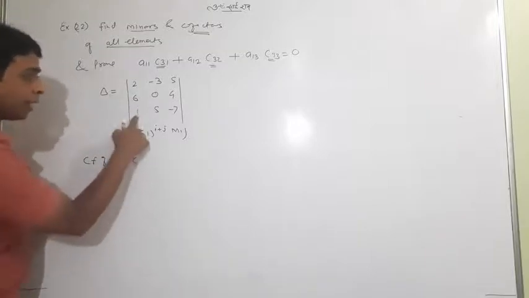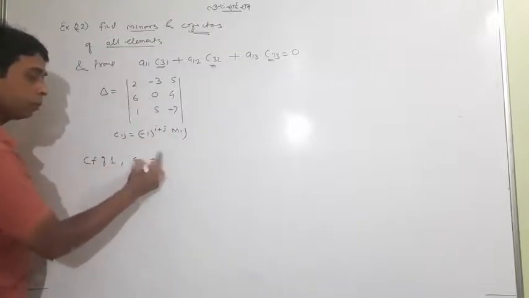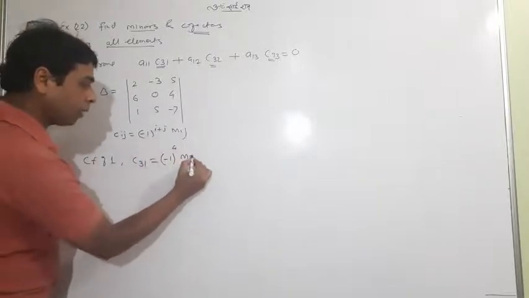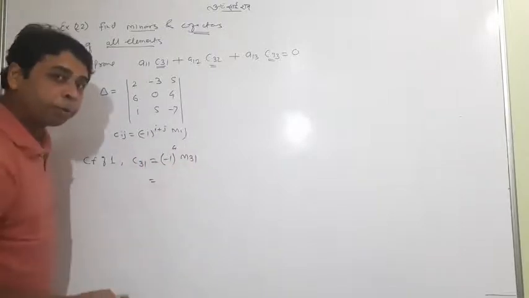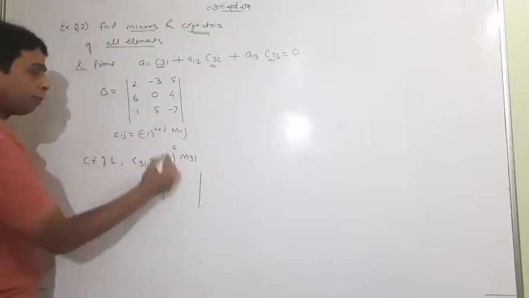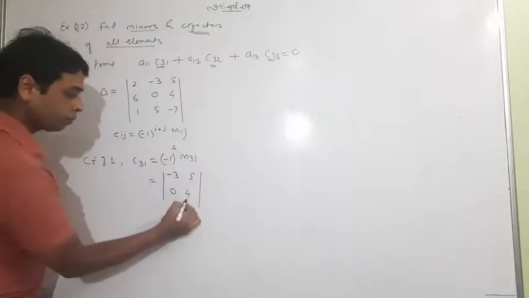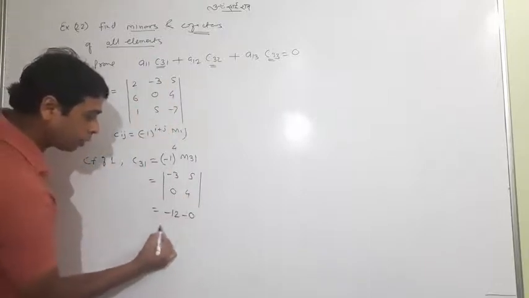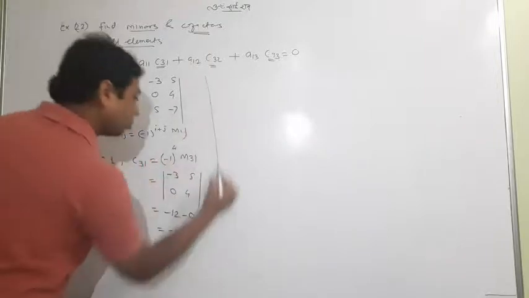Cofactor of 1. Where is it lying? Third row, first column. Use the formula (-1)^(3+1) M31. (-1)^4 is a positive sign. What is M31? The determinant, the minor of that. These two drop; these will remain. And the answer is -12. Minus 0, so -12. This is C31.